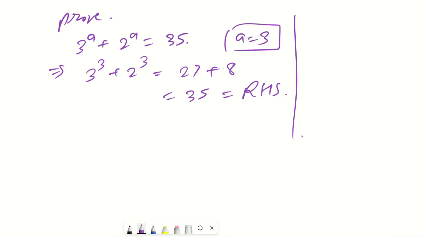The other value was little tough to find out. So this is the solution.